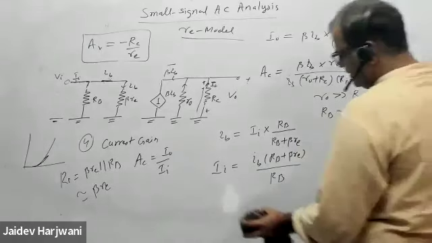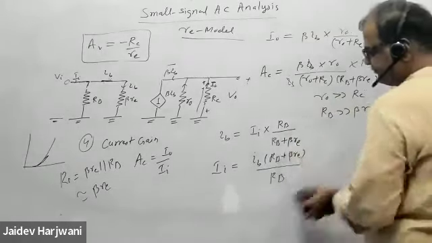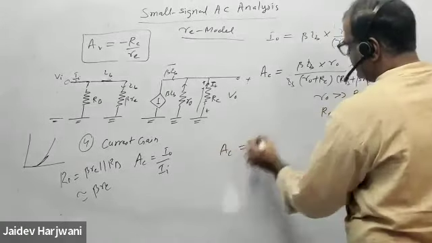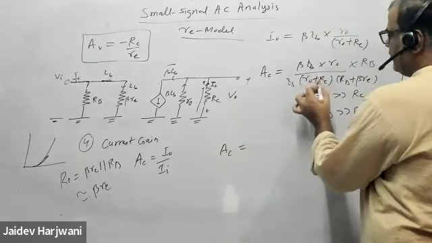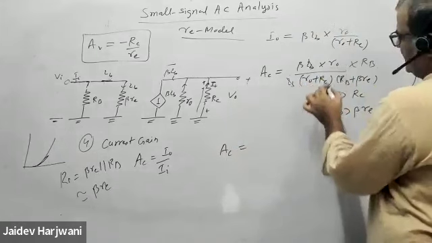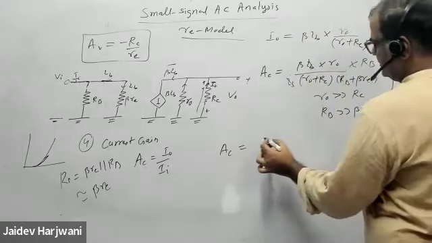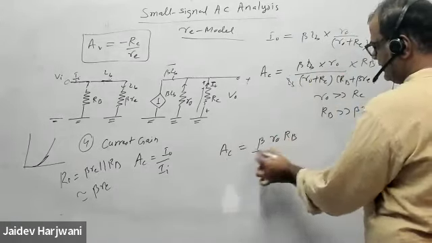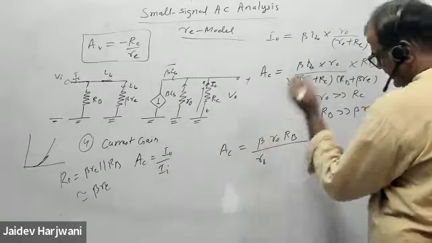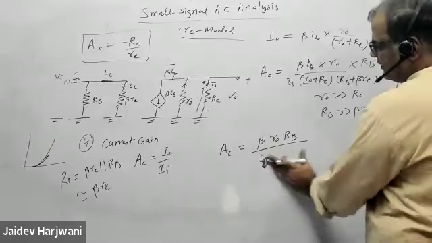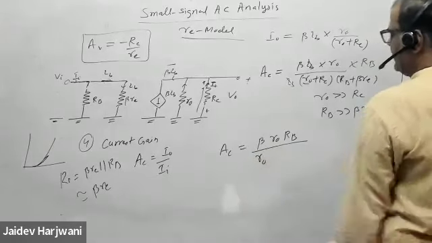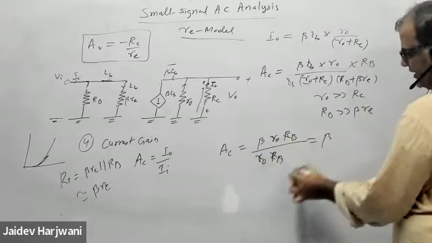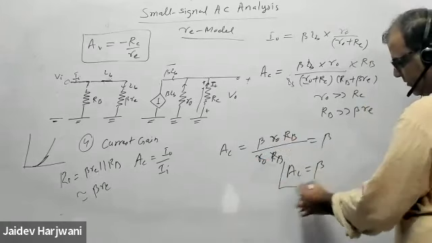So if I take the gain now, my current gain AC becomes here. R naught will be neglected, so RC will be neglected, R naught will be cancelled. Similarly, RB is very high, so RB cancels, and AC is equal to beta. Only beta will come. What is the current gain in common emitter? In common emitter the current gain is beta.